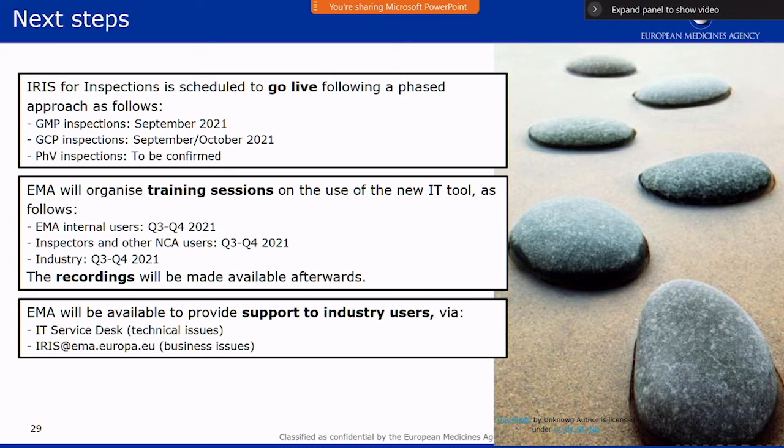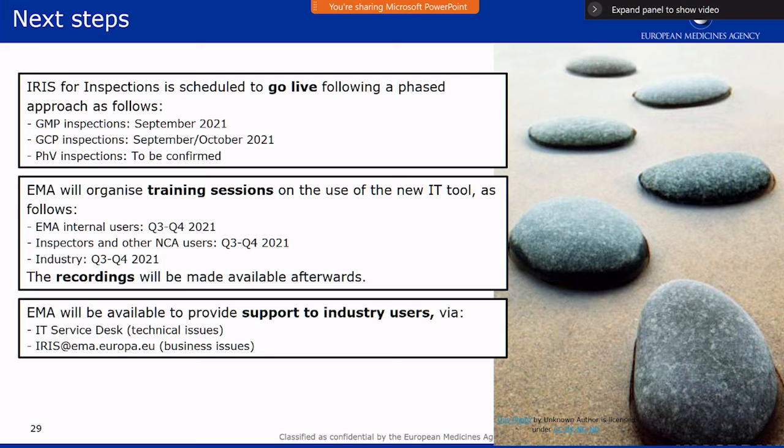As I mentioned also, we've been running training sessions on the use of IRIS, particularly focusing on inspections. We've been training our colleagues who will be managing inspections at EMA. We have had a session with inspectors. We are going to have, as I said, a training for committee members next week. And we are also doing this session on GMP and GCP for industry, and also the one we will have later on in the year for pharmacovigilance.